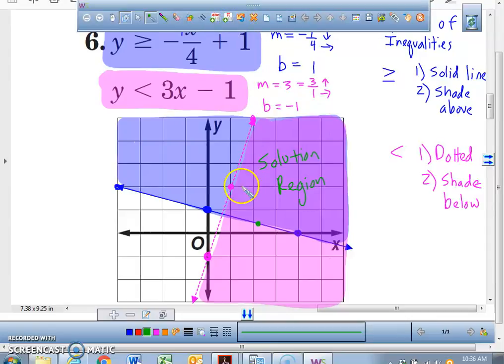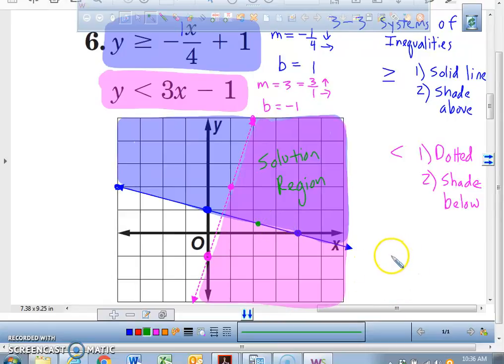Now, if you go slightly inside of it, like right there, yeah, that works. That doesn't work. That doesn't work. But anything inside this region, anything inside that region or on this line works. Okay? Because this is the equal to part. That's the equal to part.